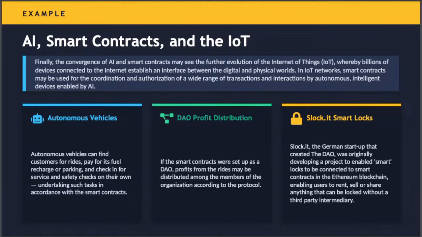Then we have the DAO profit distribution. If the smart contracts are set up as a DAO, profits from the rides may be distributed among the members of the organization according to the protocol. So you have your pseudonymous account on the Ethereum network where your profits are just deposited to, and then you could withdraw that by your own means pseudonymously. So do you see what we're doing here? You have a company with autonomous vehicles, and it's set up as a DAO, or at least that layer of it.